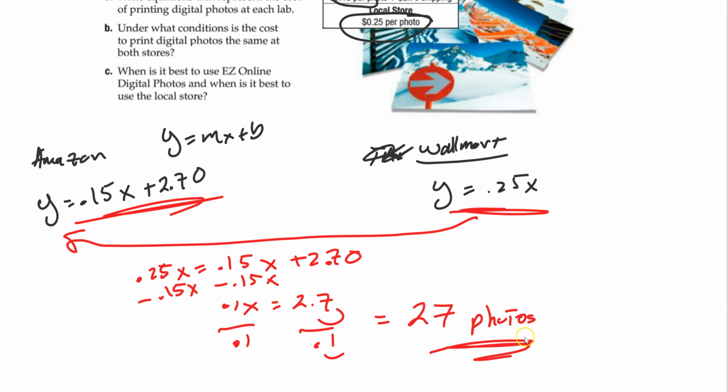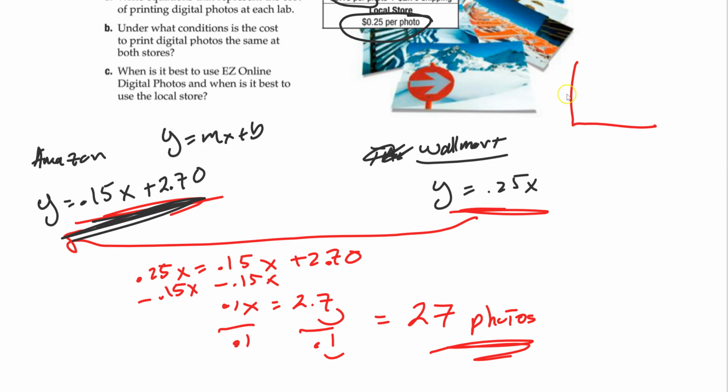When is it best to use the online digital photos, and when is it best to use your local store? You can kind of look at this. I think this is the best one to do by graphing. I like to use a visual aid. Let's visualize. That was supposed to be black, but okay, whatever. Let's change it. There we go.